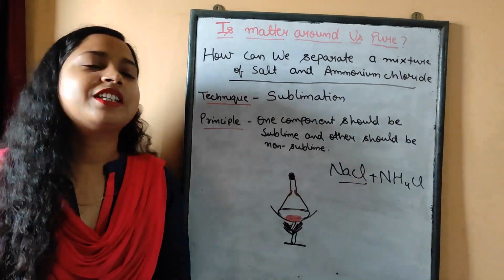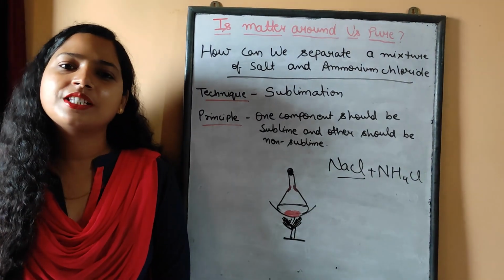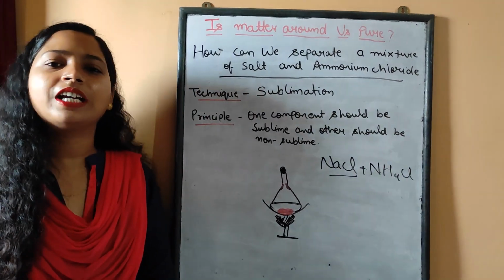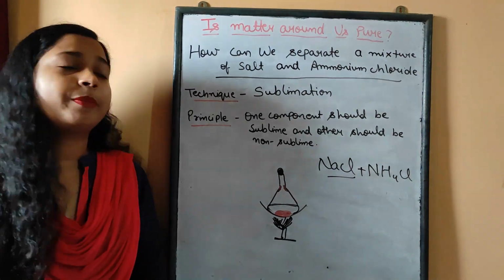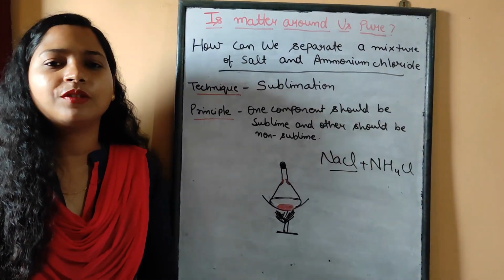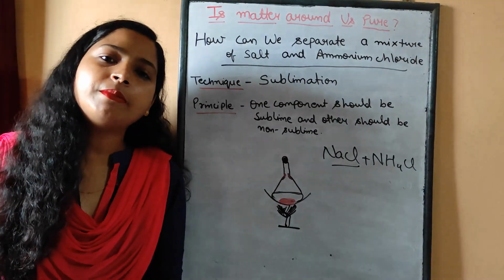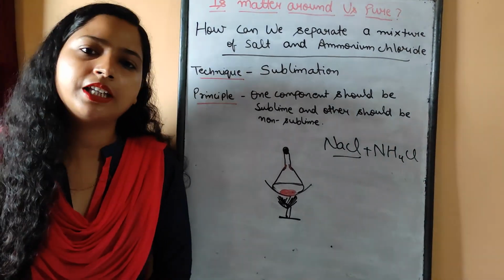We are again here with the same chapter, Is Matter Around Us Pure? In the continuation of the chapter, we have another topic, which is exactly one of the separation methods, that is separation of sublime material from a non-sublime material.